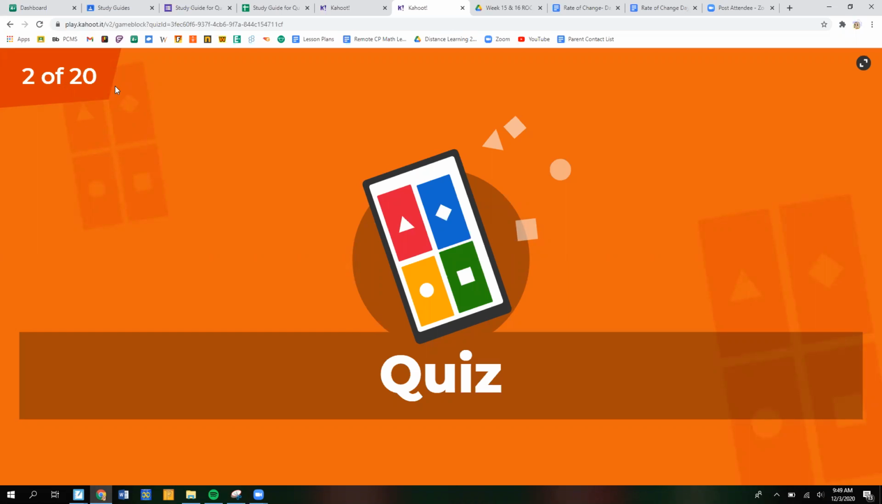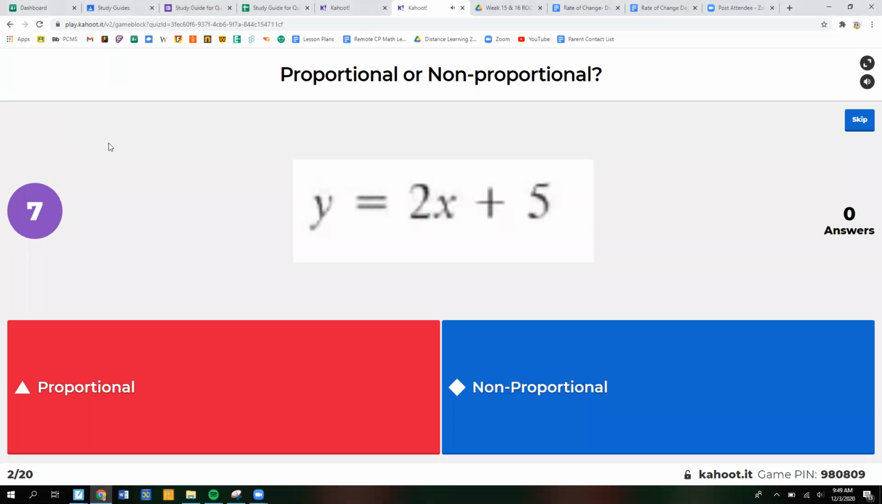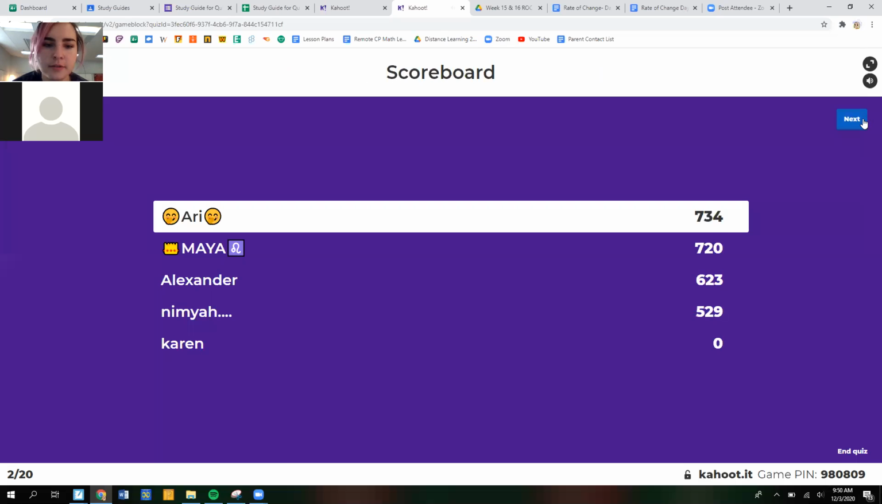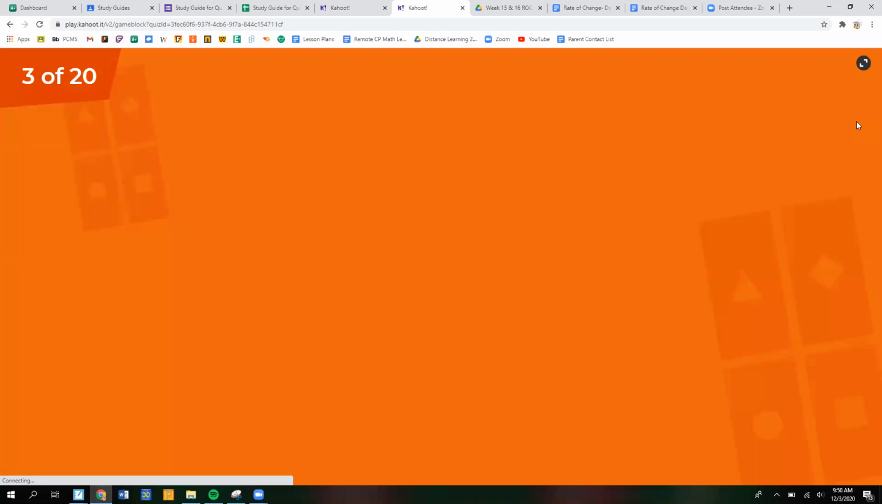Proportional or not proportional? All right. Oh, I guess I set it for 10 seconds. I'm sorry, guys. Nice. I know it's quick, but that one was, and I know I keep trying to hide my face so I'm not in your way. That one was non-proportional because it was written in that y equals mx plus b format. Let's see. Ooh, we got some people on the board. Nice.